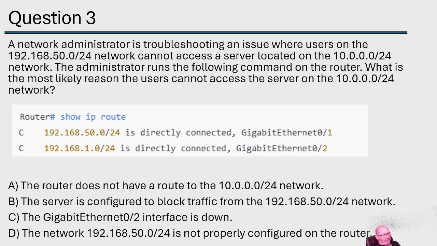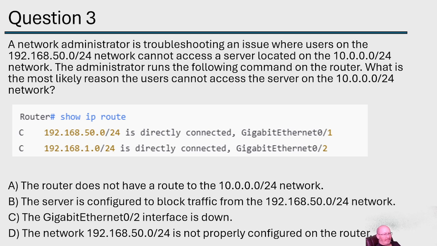The network 192.168.50.0/24 is not properly configured on the router. We can see that it is connected. It's directly connected. We see it on line number 1, 192.168.50.0/24, directly connected, gigabit Ethernet 0.1. Is it not configured properly based on this? No, we can't really tell. I would say probably not.